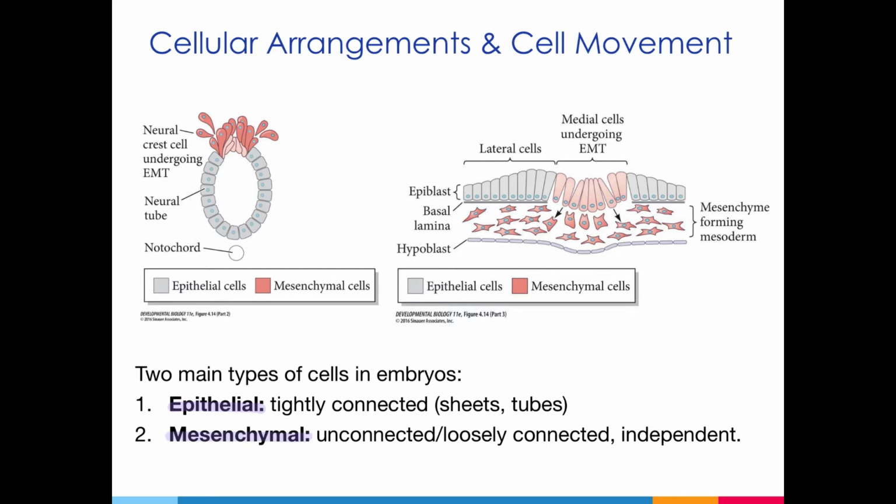Mesenchymal cells, on the other hand, are either unconnected or loosely connected, and because of this, they operate as independent units. An example of a mesenchymal population is the dermis of the skin, and that's the connective tissue that's located under the epidermis. Different cellular processes that occur within epithelial and mesenchymal arrangements guide the process of morphogenesis.